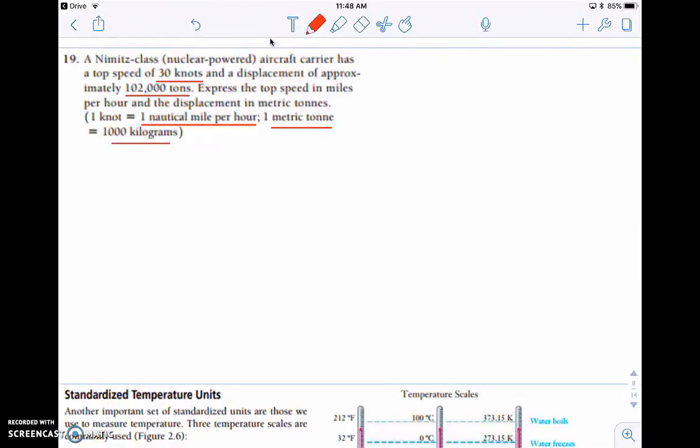So first we've got 30 knots, so I'm going to say that's 30, I'm just going to say nautical miles per hour.